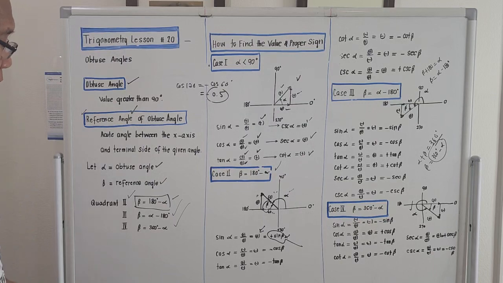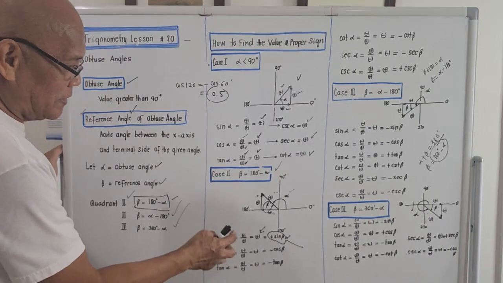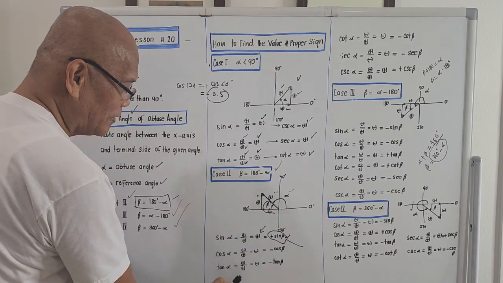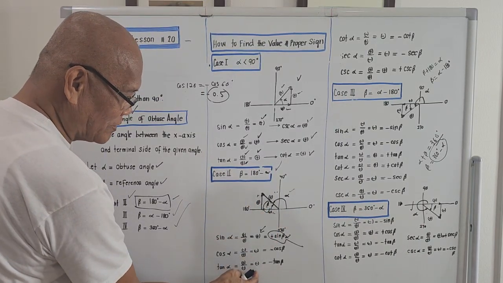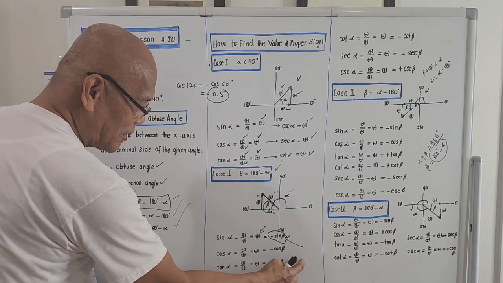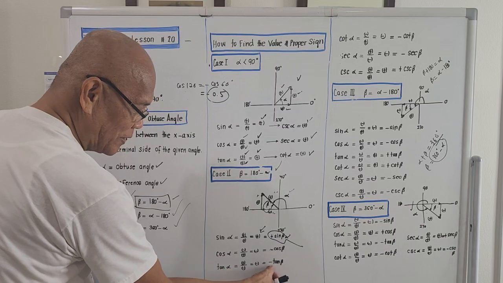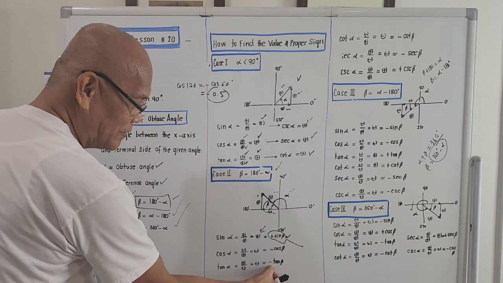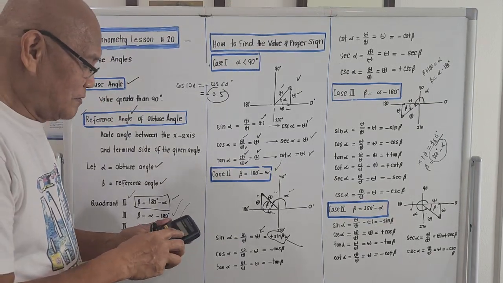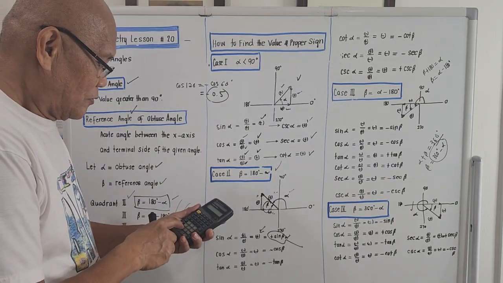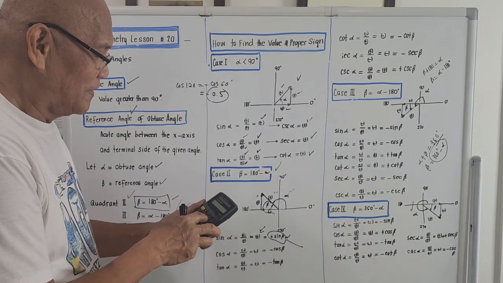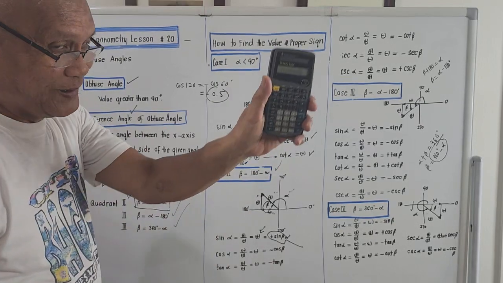For the tangent, it's the same. Tangent will be opposite over adjacent, right? So a plus and a minus. A plus over a minus will be minus. So tangent of alpha will be tangent of beta, tangent of its reference angle, but it should be negative. That's the way how we bring out the proper sign. Like this one, 120 degrees, if you try to take the tangent, it should be negative. Right? Oh, it's negative.